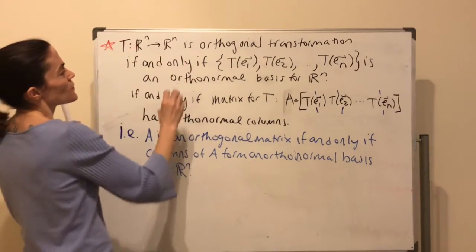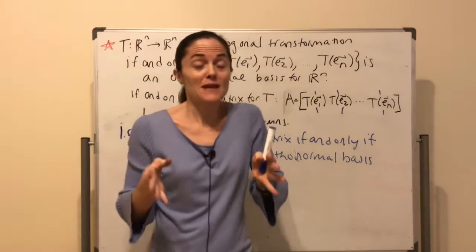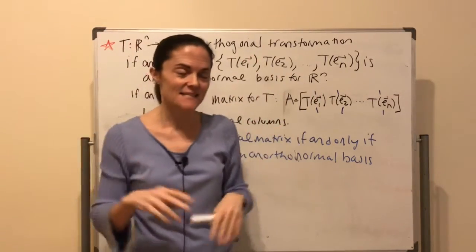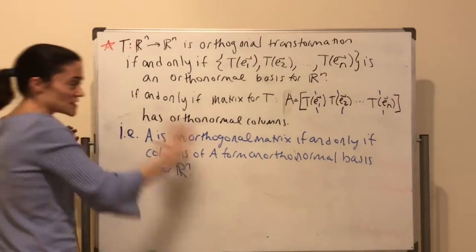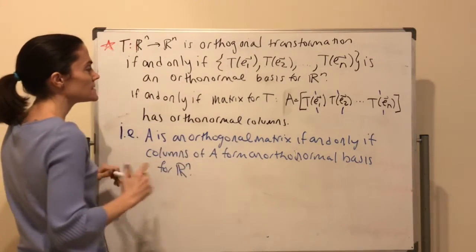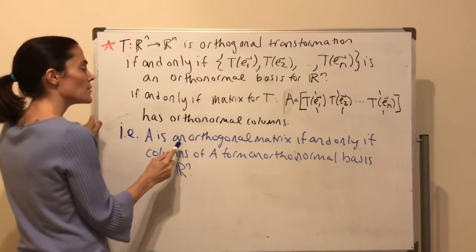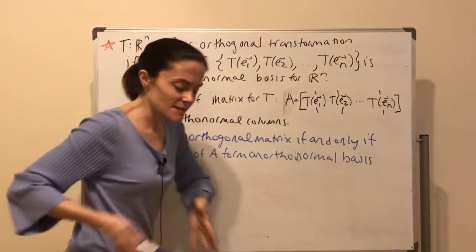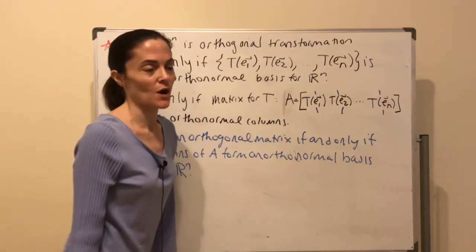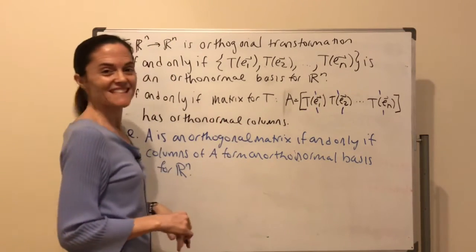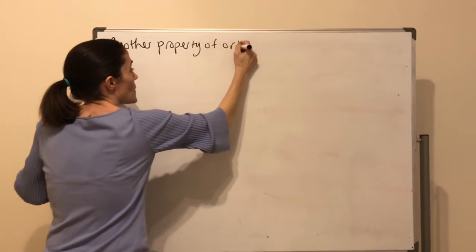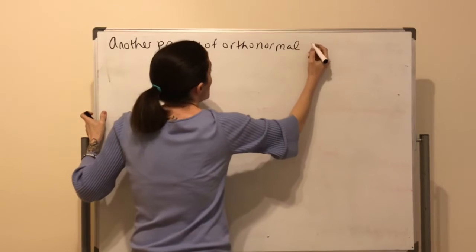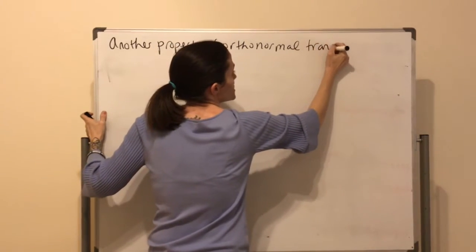Really, the definition of orthogonal is that the matrix is associated to a transformation that preserves lengths. But from what we just proved before this discussion, a matrix being orthogonal is equivalent to its columns being an orthonormal basis for Rn, and this only happens for square matrices. What I want to discuss is another property of orthonormal, let's say, transformations.